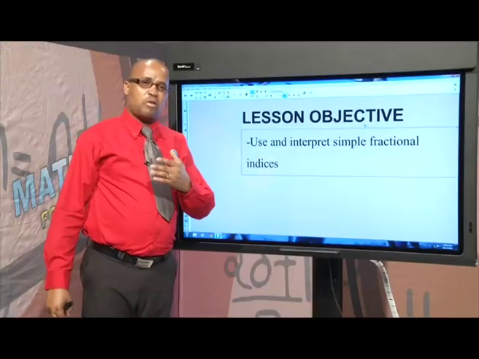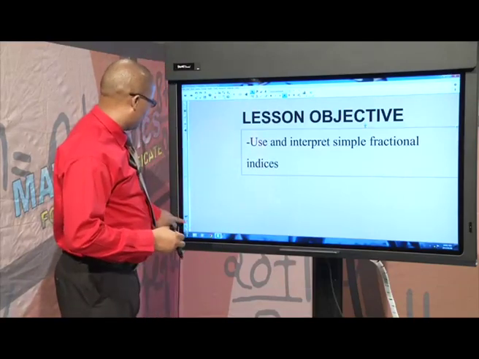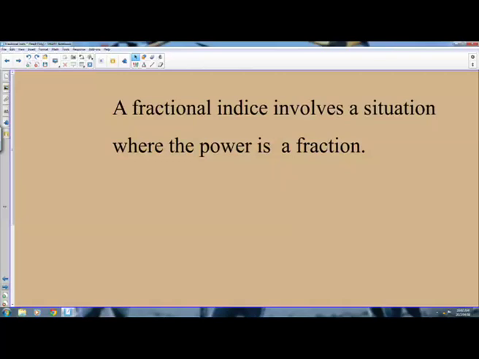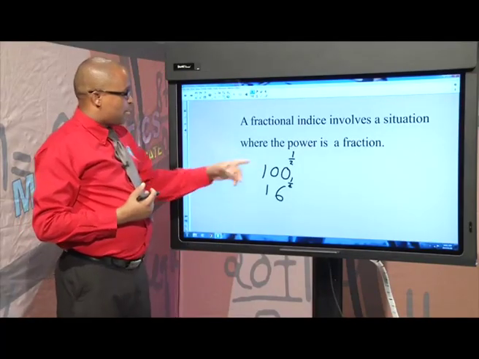Now, before we go further with this lesson, let us have an understanding of what a fractional index is. It says a fractional index involves a situation where the power is a fraction. So, what we're simply saying here is if you have an index, say 100 to the power 1 over 2, this is a fractional index because the power is a fraction. Other examples can be 16 to the power 1 over 4. This is also a fractional index because the power is a fraction. So we are going to be dealing with this situation today where the power is a fraction.